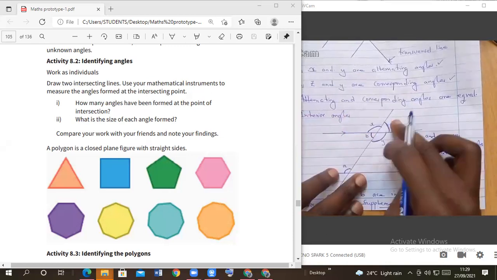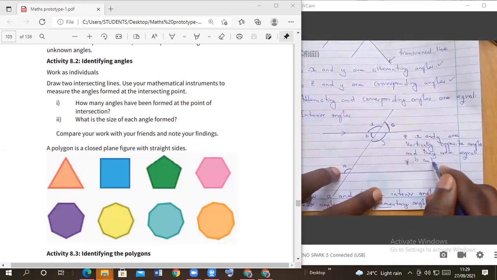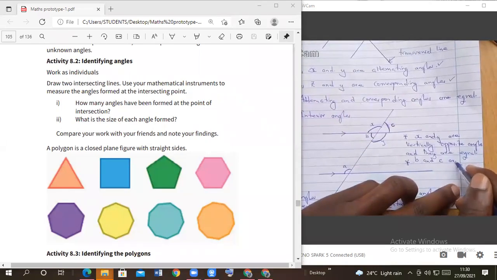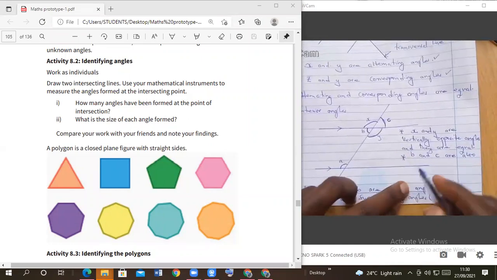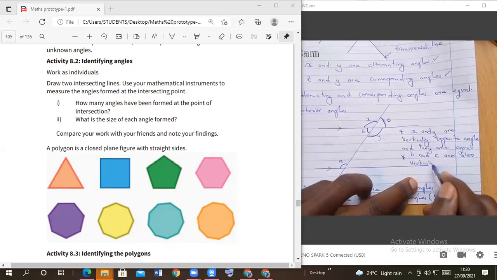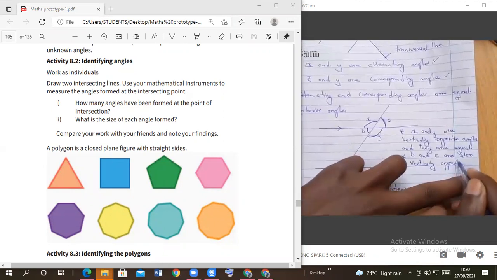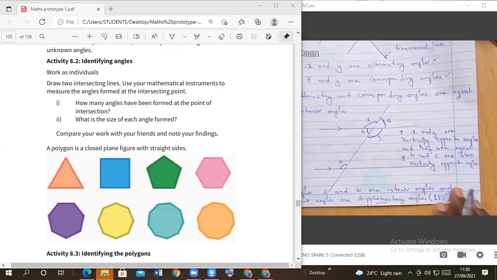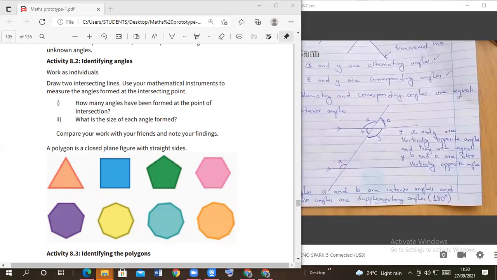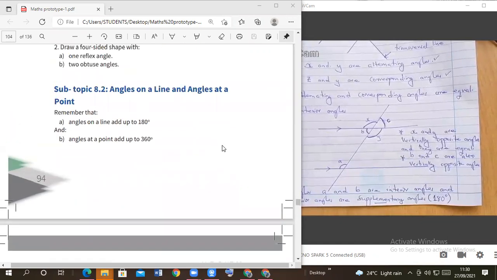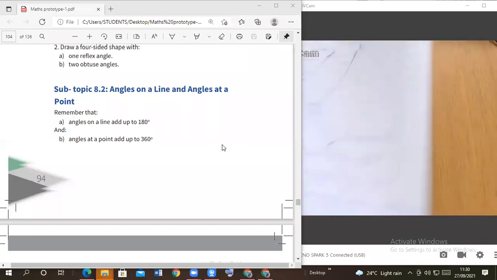What about angles B and C? B and C are also vertically opposite angles. Are we together, members? Yes. Let's look at some examples now.